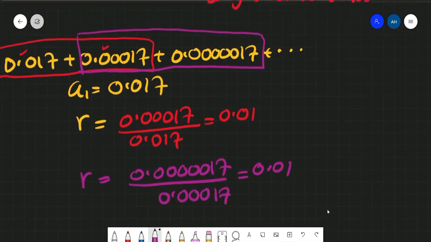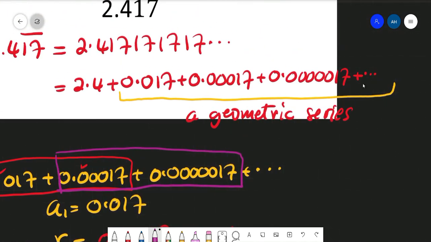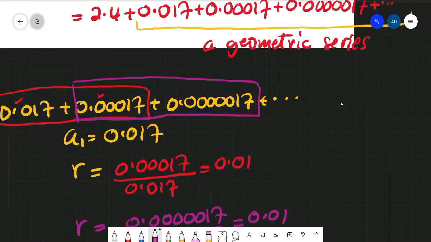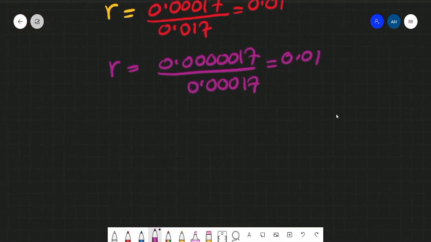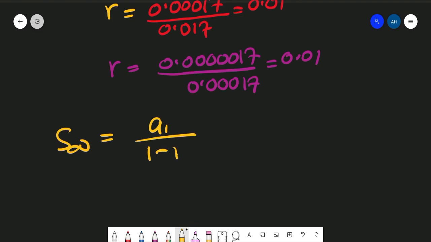Now I hope you still remember, because this is an infinite geometric series, we have a very special formula for it: S infinity equal to a1 over 1 minus r, with the condition that the absolute value of r must be less than 1. Or in another way, the value of r must be between -1 and 1, greater than -1 and less than 1.